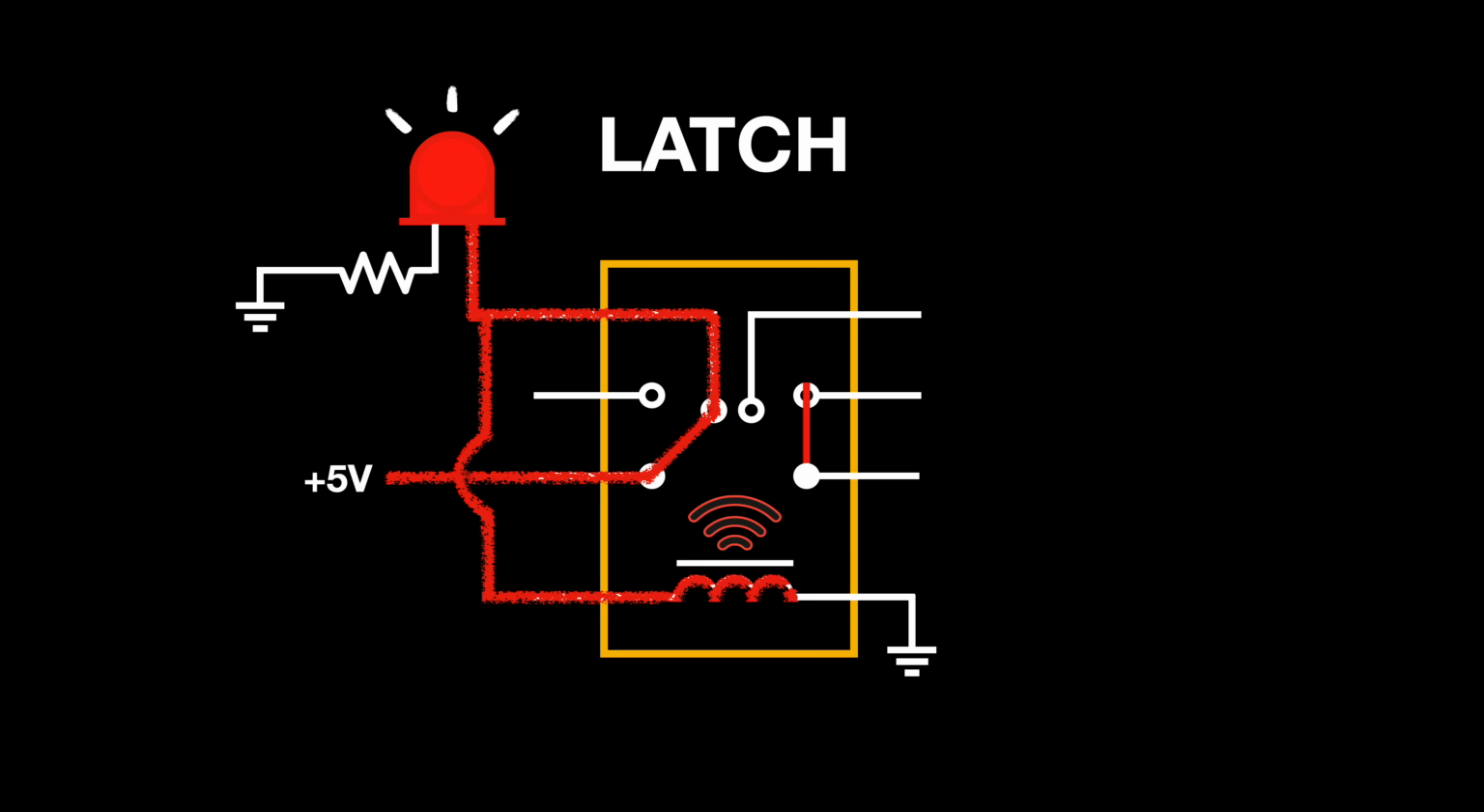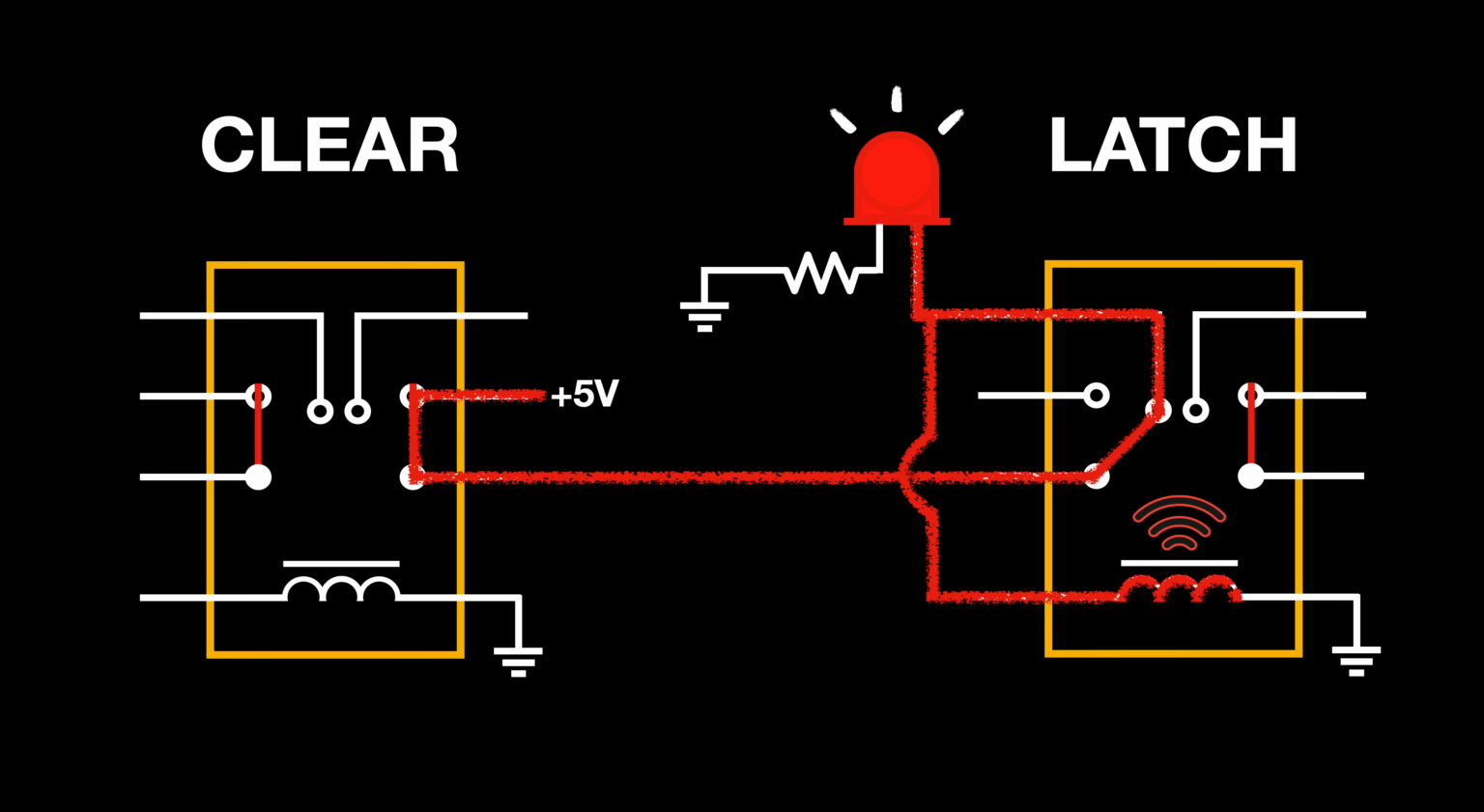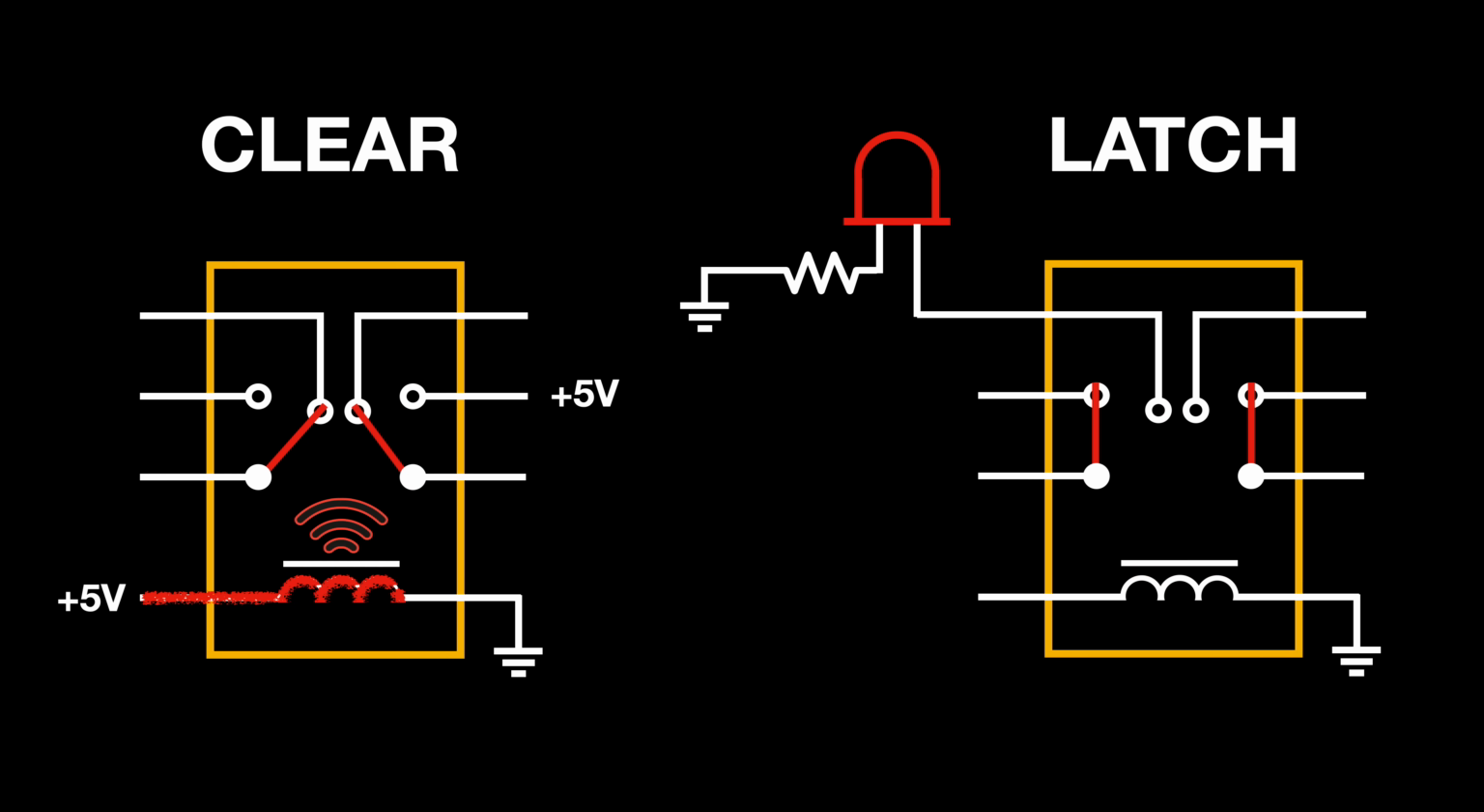Now at some point, we will need to clear the latch bits, which means that we'll need to interrupt the power source to the common pin. And we can do this by supplying the 5 volts through the normally closed pin on another relay. And when power is applied to that relay's coil, the circuit is broken, which will clear the latch.